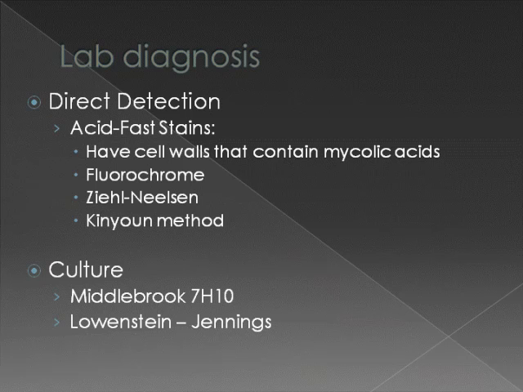Lab diagnosis of mycobacteria include direct detection using the acid-fast stain. The acid-fast stain targets the mycolic acid in the cell wall. You can use a fluorochrome stain, so it would be a fluorescent type stain. You can also use the Ziehl-Neelsen or the Kinyoun acid-fast stains. And then you can culture them using Middlebrook 7H10 or Lowenstein-Jensen media.